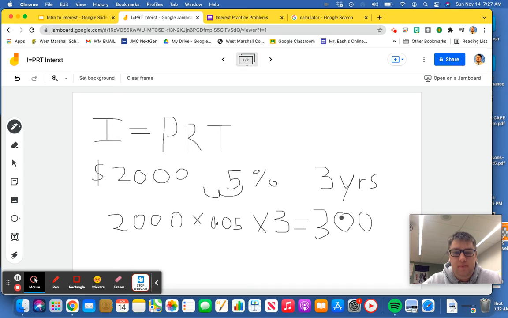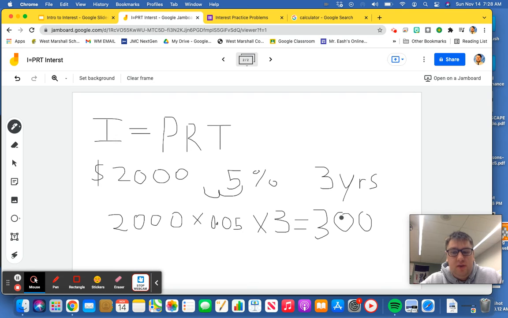borrow from the bank, I get my $2,000. I spend it on whatever I was going to use it for. I have to have a reason to use it. I can't just say, oh, just give me $2,000, but I have to say, oh, I'm going to buy a car with that $2,000. This is an auto loan. I take my $2,000, I buy my car.